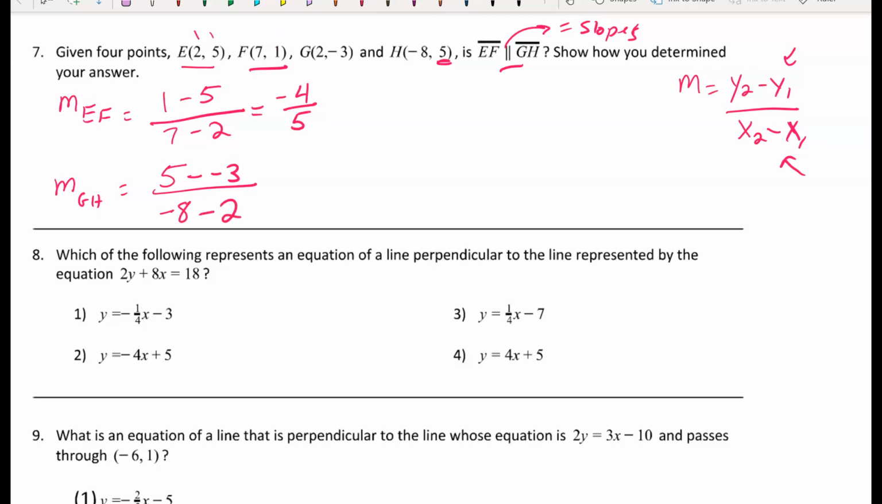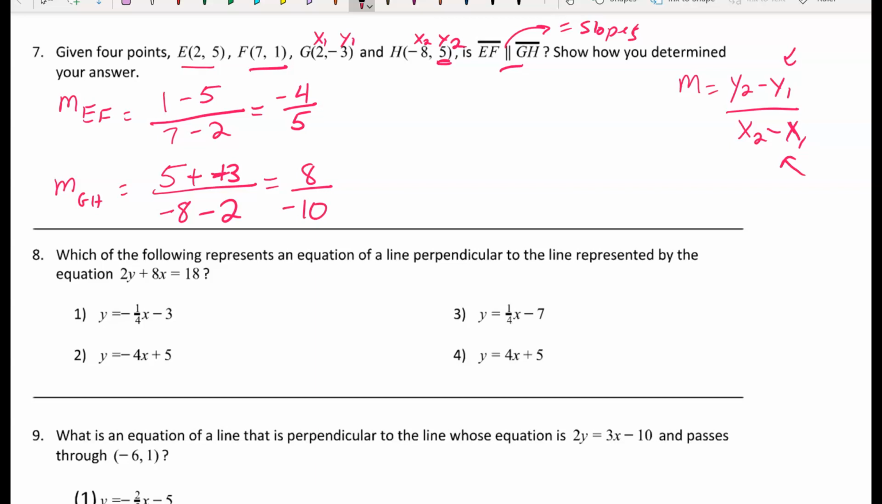So what I did there is I just labeled my other point in my head real quick as x1, y1, and x2, y2. Now, remember, if you're subtracting a negative, it's the same thing as adding a positive. Keep change. 5 plus 3 is 8. Negative 8 minus 2 is negative 10.